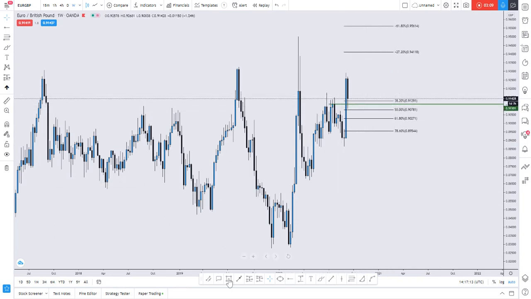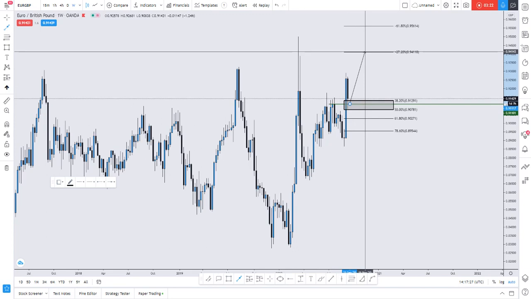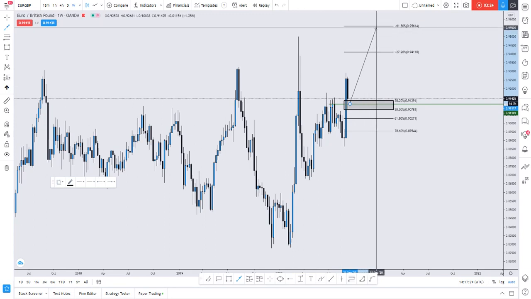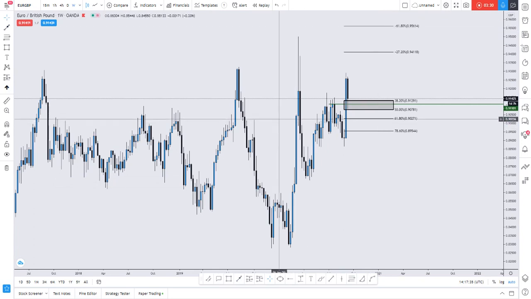And what do we have? Price rejected between this zone. So this is a heads up that there is a huge tendency we should be looking for price to project into the negative 27.2 fib level or the negative 61.8 fib level. So this is just a heads up.